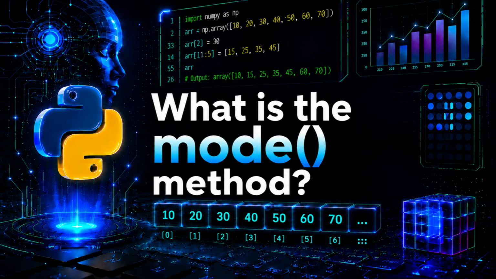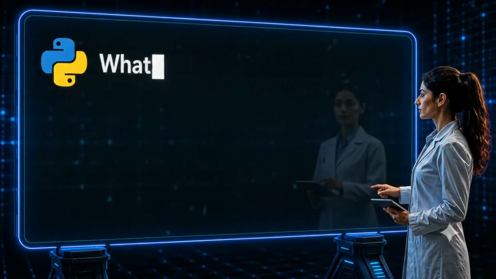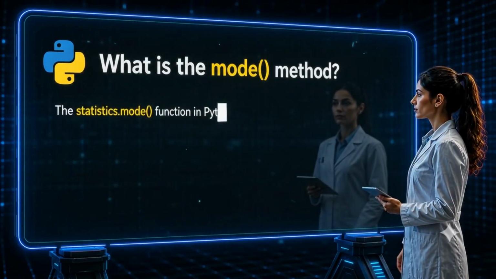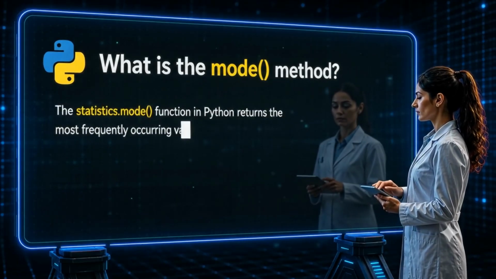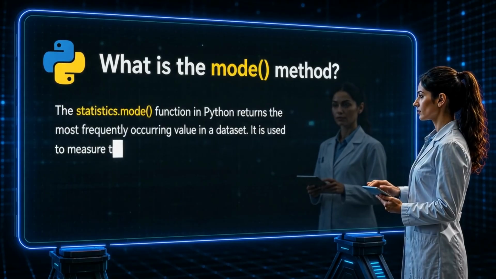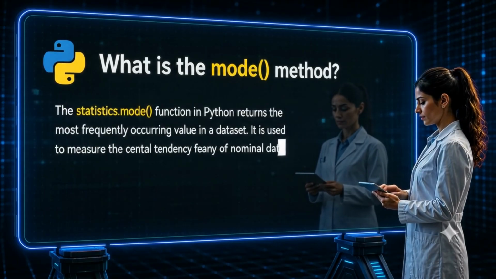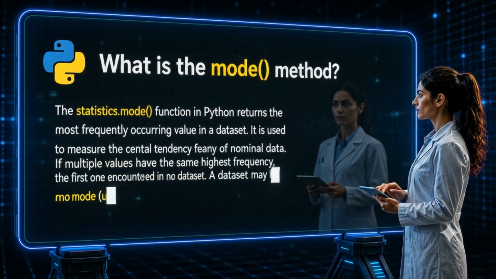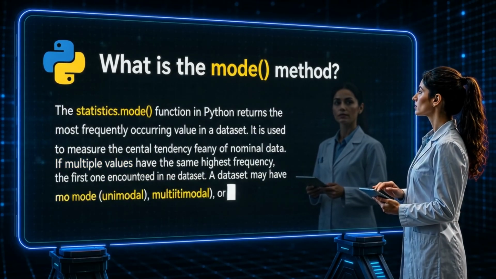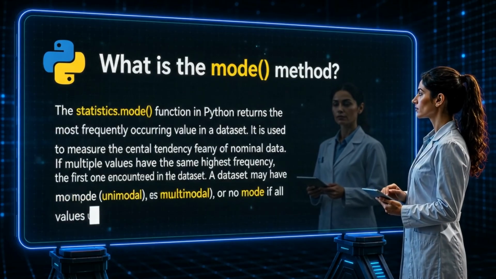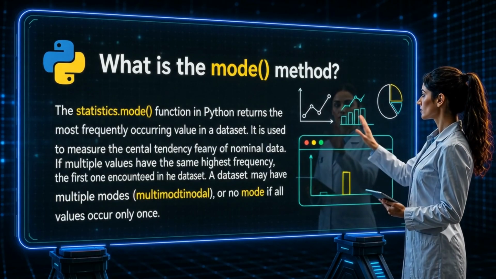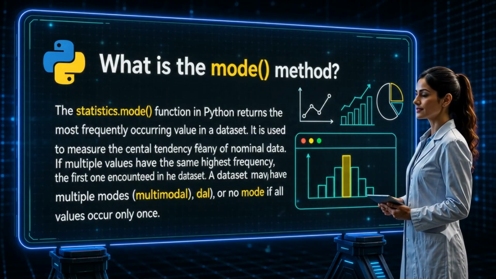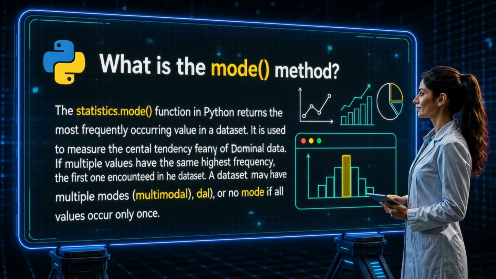What is the mode method? The statistics mode function in Python returns the most frequently occurring value in a dataset. It is used to measure the central tendency of discrete or nominal data. If multiple values have the same highest frequency, the function returns the first one encountered in the dataset. A dataset may have one mode, unimodal, multiple modes, multimodal, or no mode if all values occur only once.